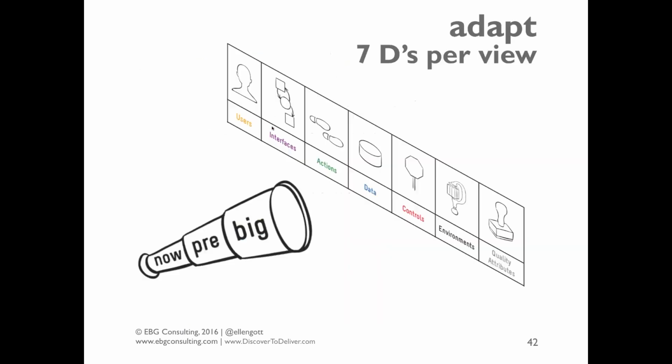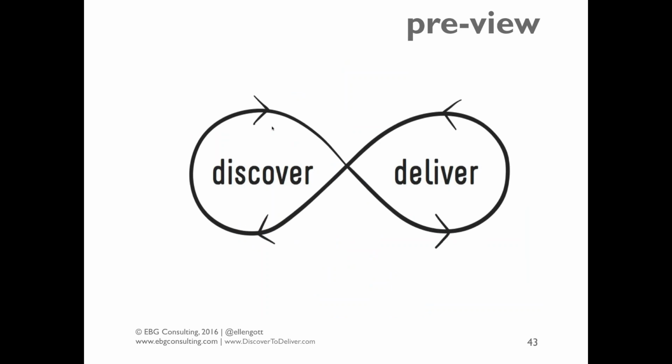So let's wrap up. You want to, of course, adapt the level of granularity of your conversations around your stories depending on your planning horizon. I think of the big view as like the boulders, and the preview as the rocks, and the now view as like the pebbles. So the granularity of the conversations will change.